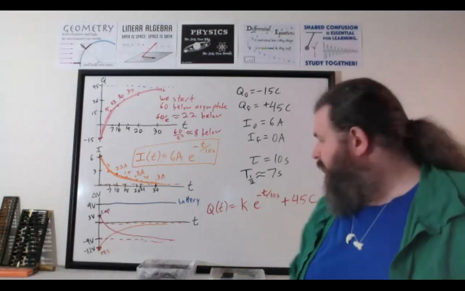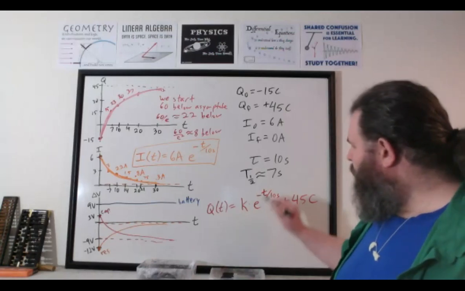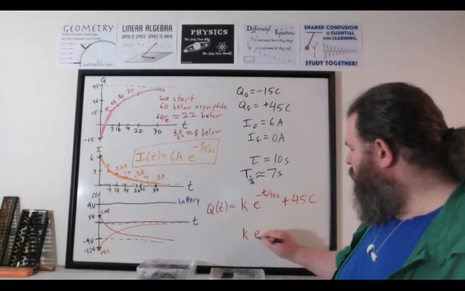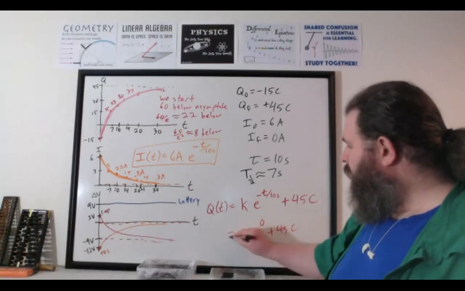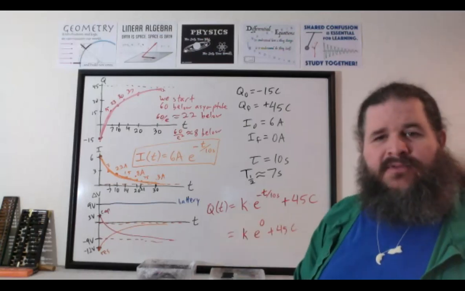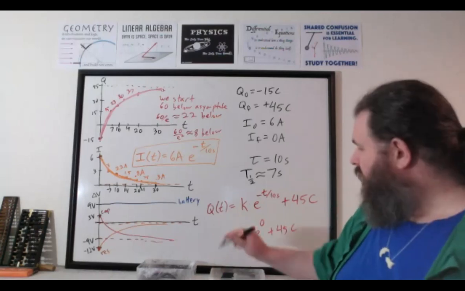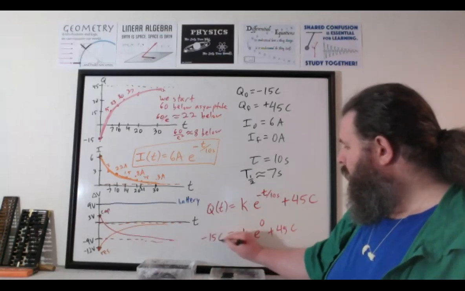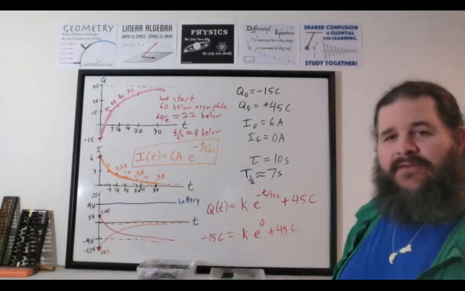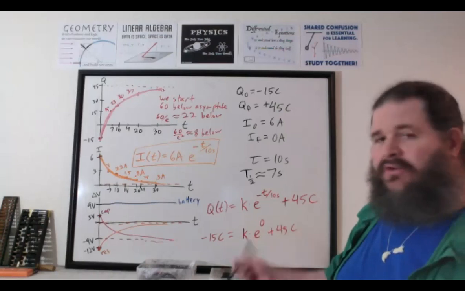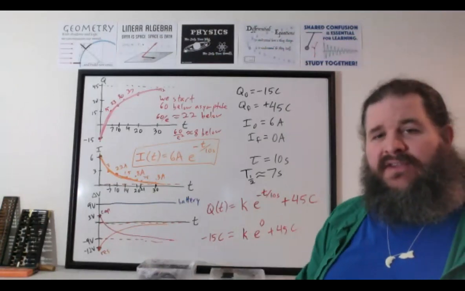Yeah, if we do plug in 0 for t, let's actually try that. If we plug in 0 for t, we just get k times e to the 0 plus 45 coulombs equals the charge. And what's the charge at time 0? Yeah, charge is going to be negative 15 coulombs. Notice though that this constant does not represent negative 15. It's determined by the starting value, but it is not the starting value itself.